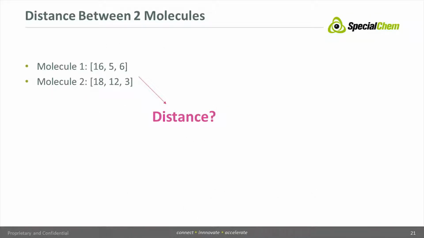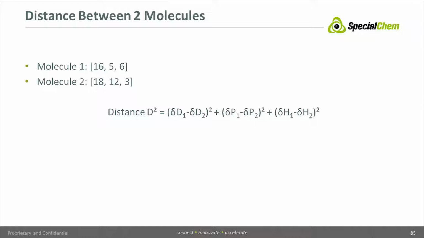So how do we use these HSP values to measure the distance, the likeness or unlikeness, between molecules? It's simple. We just calculate the distance, a sort of 3D Pythagoras calculation, based on the sum of the squares of the differences between each component. Let's do this one step at a time. If we have [16, 5, 6] and [8, 12, 3], then we square 16 minus 8, and that gives 64. 5 minus 12 squared equals 49, and 6 minus 3 squared equals 9. Together that makes 122. Take the square root and we have our distance equals 7.9.